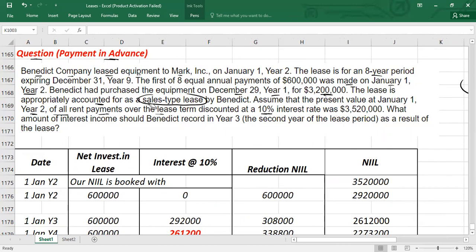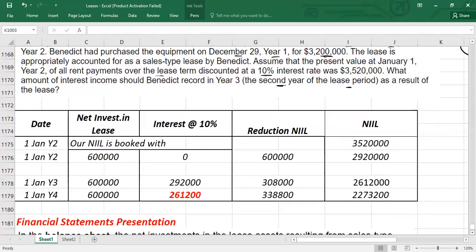So we have here present values already. What amount of interest income should be recorded in year 3, I mean say second year of the lease period, as a result of the lease? So he's asking about interest income. It means, guys, you simply need to prepare the schedule. And how you will prepare the schedule, because this is only a trick in the advance payment.